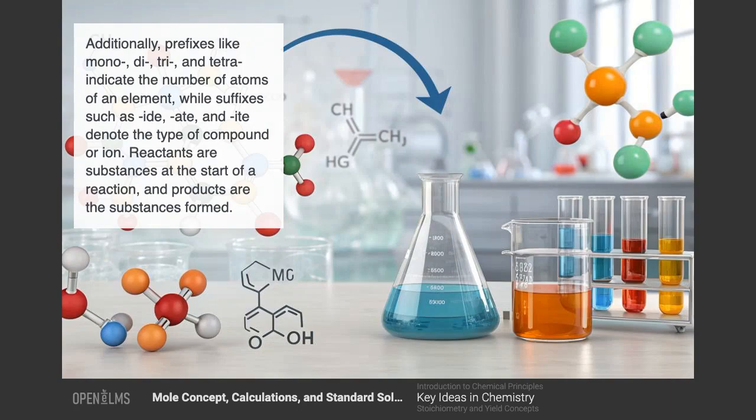Additionally, prefixes like mono, di, tri, and tetra indicate the number of atoms of an element, while suffixes such as -ide, -ate, and -ite denote the type of compound or ion. Reactants are substances at the start of a reaction, and products are the substances formed.